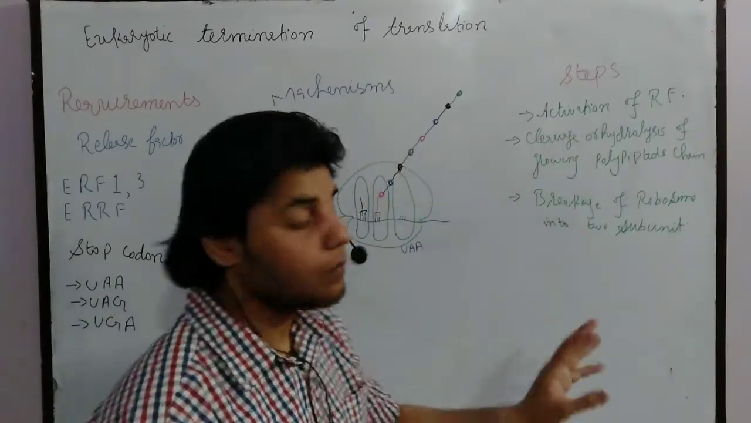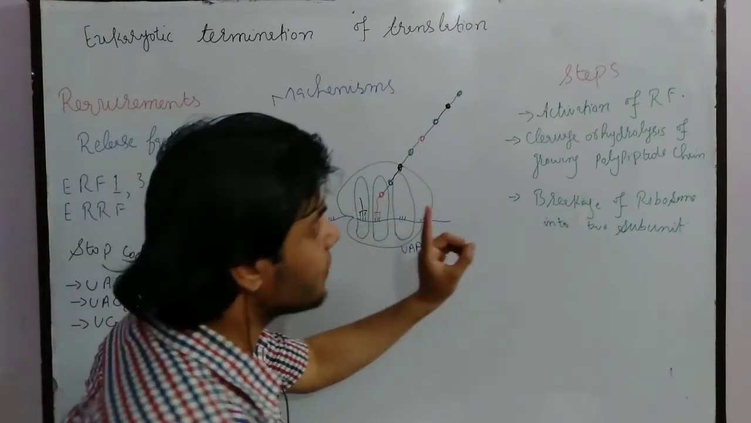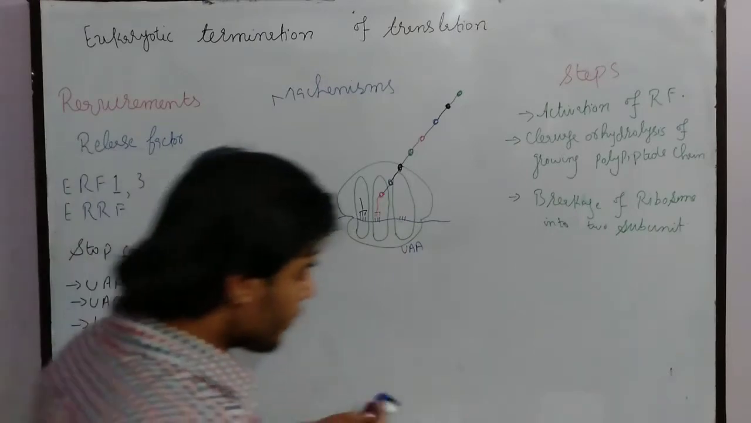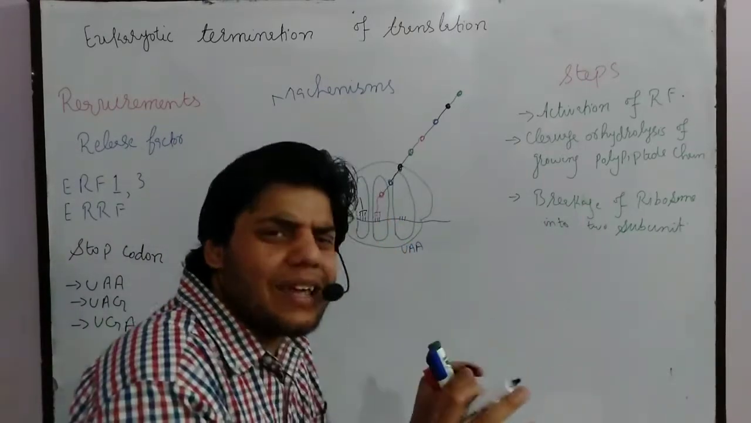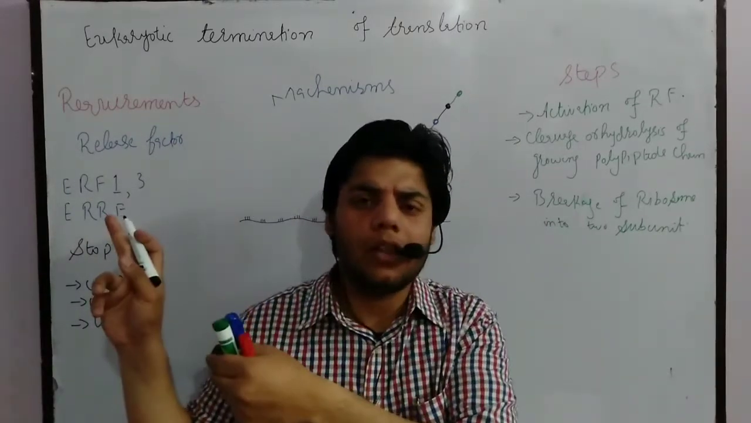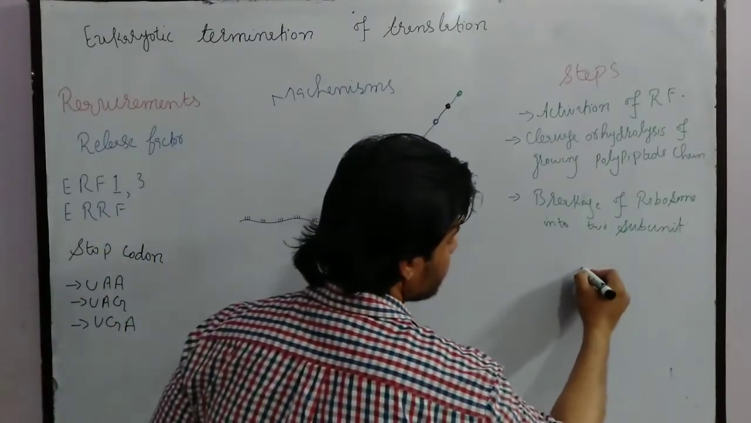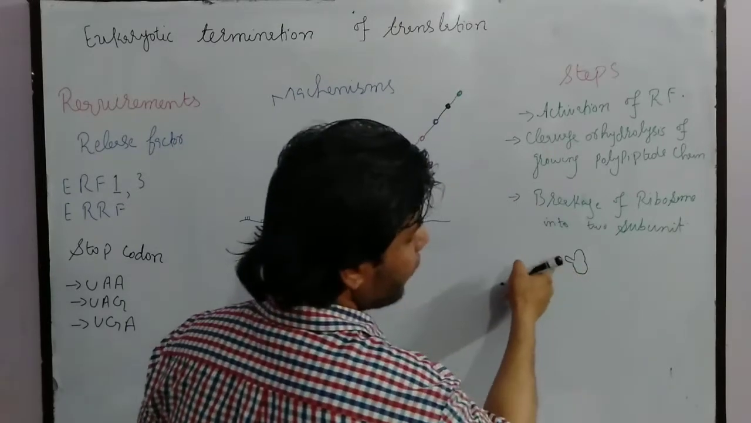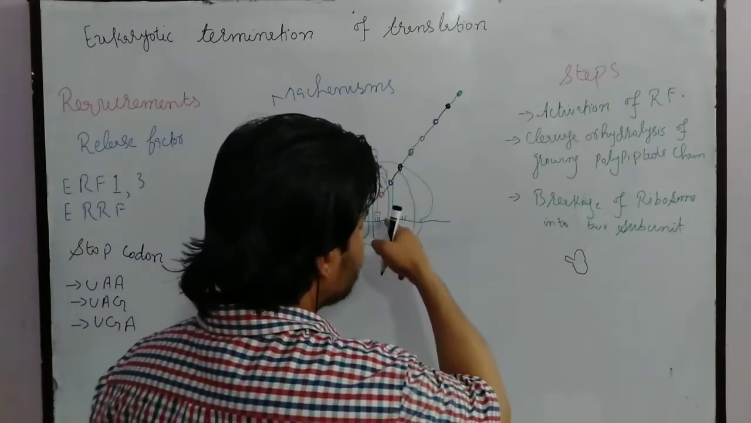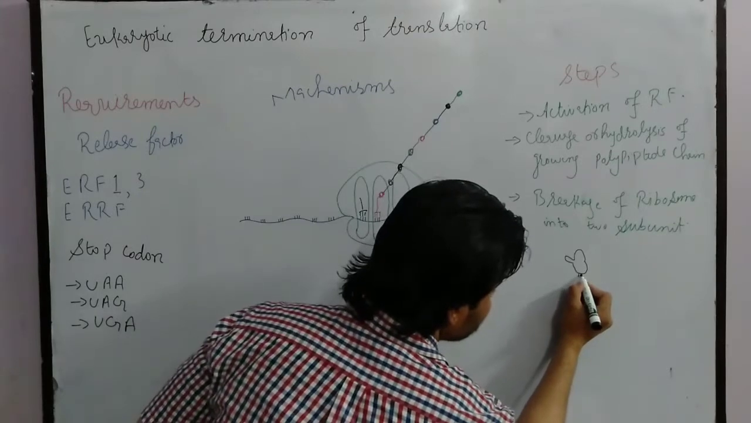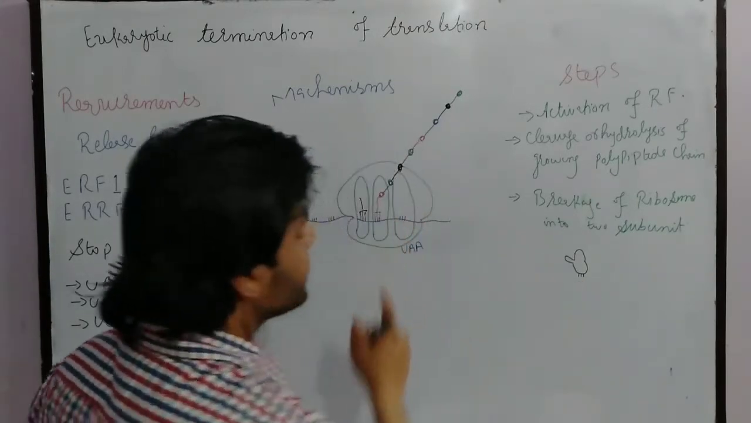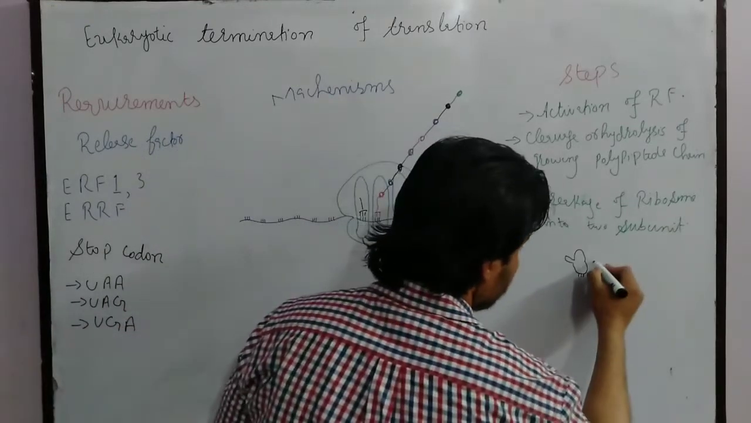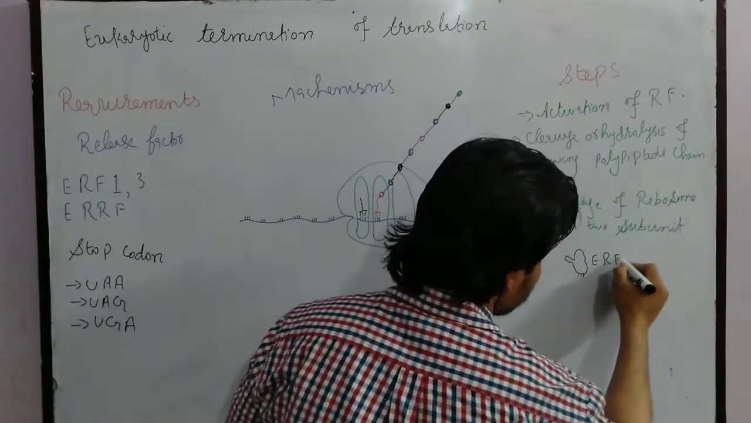In this case, the first release factor, which we call release factor 1, will get activated. Release factor 1 has the same structure which we talked about in prokaryotes. It again has two domains, as you can see. Its first domain is used for hydrolysis, meaning it will break this polypeptide chain, while its other domain is used for binding to these sites. And remember, this is eukaryotic release factor 1.